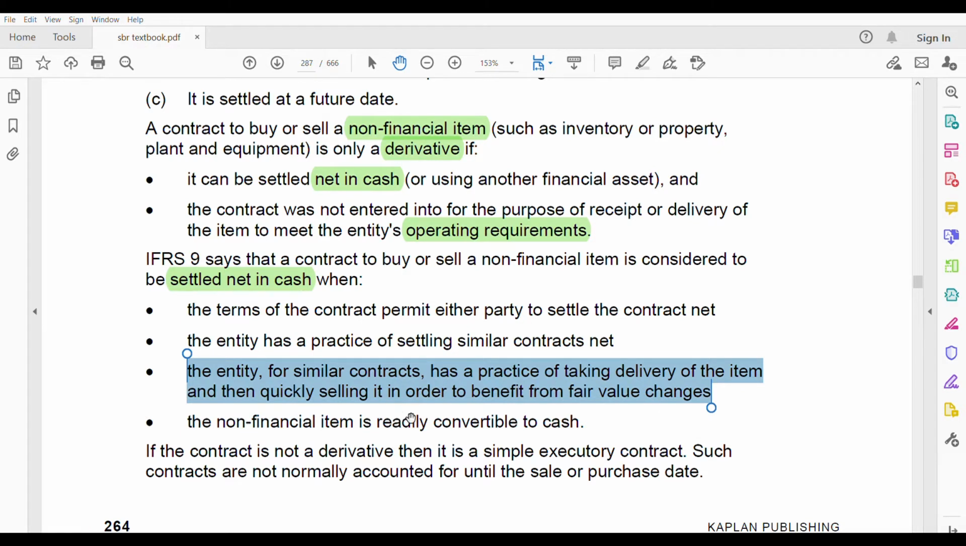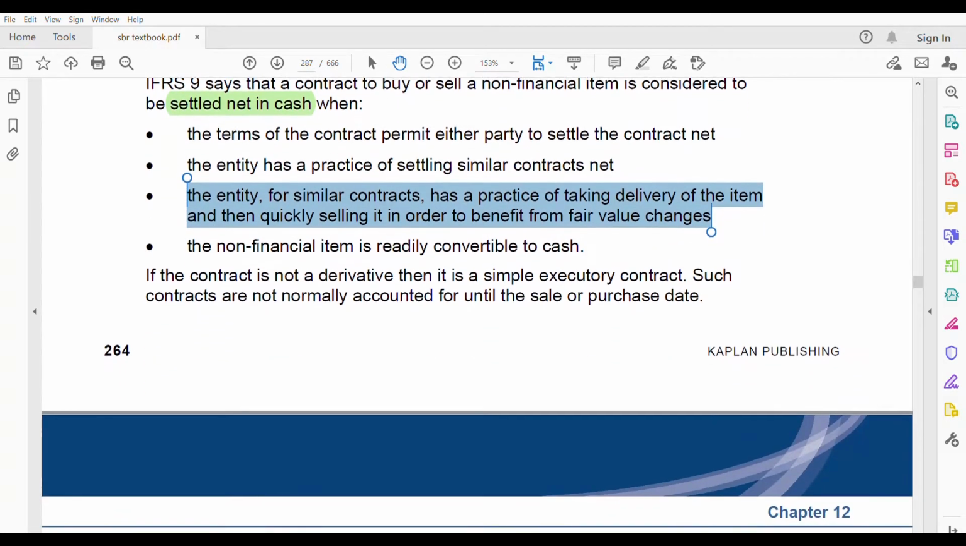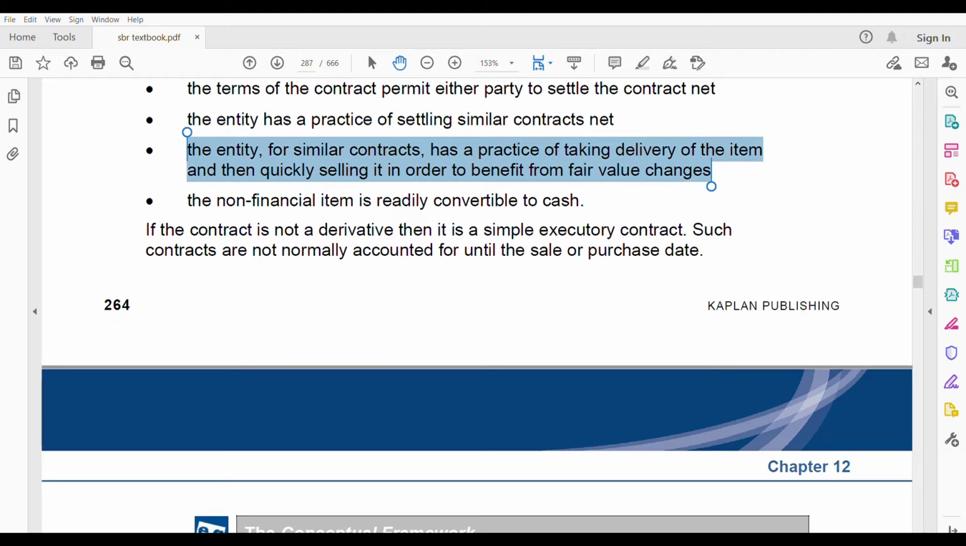Next, the non-financial item is readily convertible to cash. You can change it to cash. But if the contract is not a derivative, what should you do? Whenever a contract is mentioned in IFRS 9, your first job is to see whether it's a derivative or not. If the contract is not a derivative, then it is a simple executory contract. You should know what an executory contract is, because you cannot use IFRS 9 to deal with it. Such contracts are not normally accounted for until the sale or purchase date.